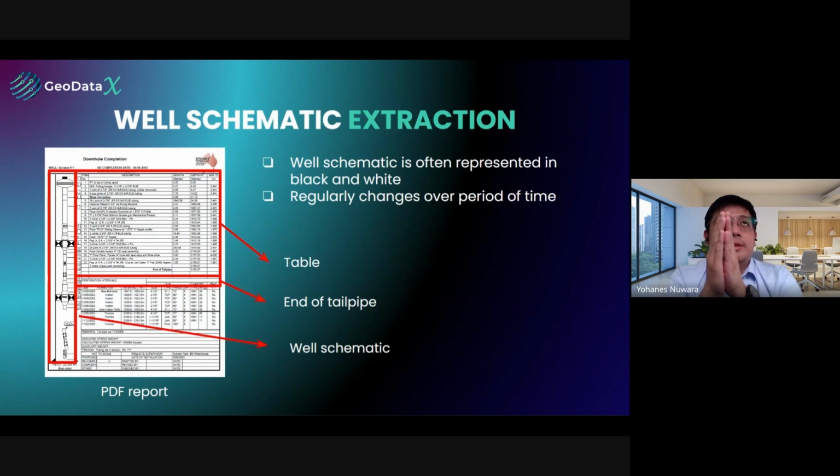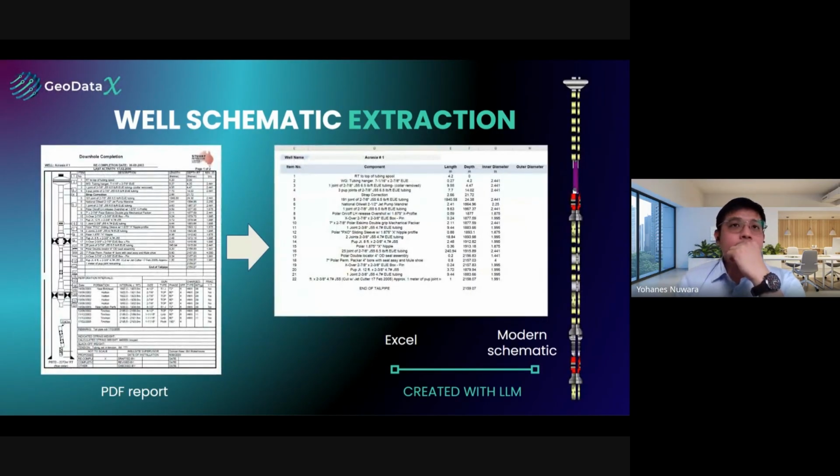I'm going to show one of the demos for this data extraction, but it can also be applied to a well schematic, for example, if you are working with a well schematic or well completion report. It has this well schematic diagram and also the data there. Often we need to represent this data in Excel. So that's how we can use the LLM to extract this data. This is one example of our results.